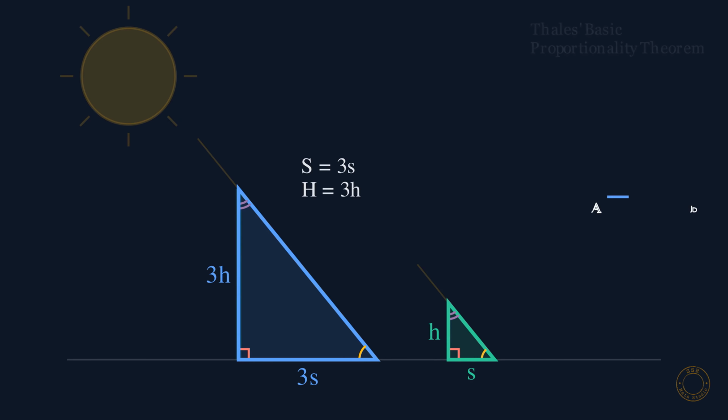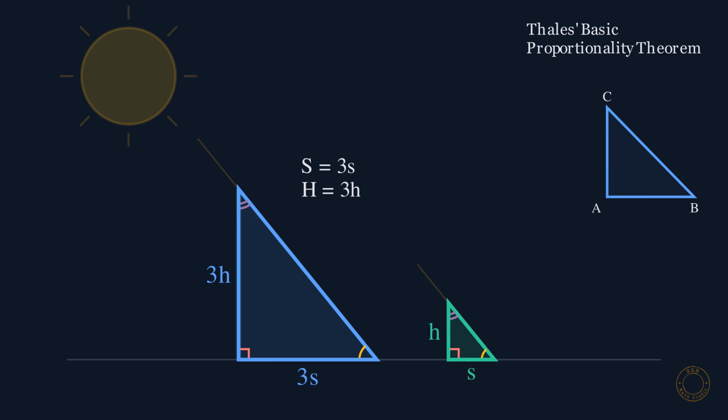This can be shown using Thales Basic Proportionality Theorem. It says that a line parallel to a side cuts the other two sides in a matching ratio. That is, the ratio of the two pieces on one side, AD over DB, is equal to the ratio of the two pieces on the other side, AE over EC.